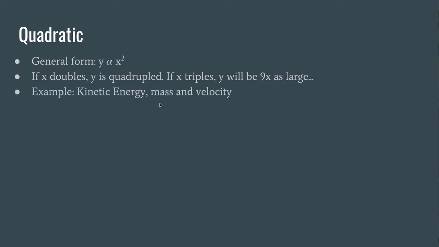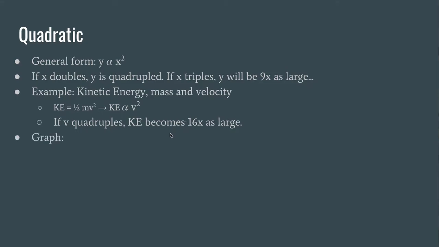Again, we're going to go back to that kinetic energy, mass, and velocity equation, but this time we're going to look at KE and v and ignore the m and the 1/2. And I get KE is proportional to v squared. So if the velocity quadruples, the kinetic energy becomes 4 squared times as big, or 16 times as large. And if we make a graph of that, you should recognize something with this square in it is going to make a parabola and curve up this way.